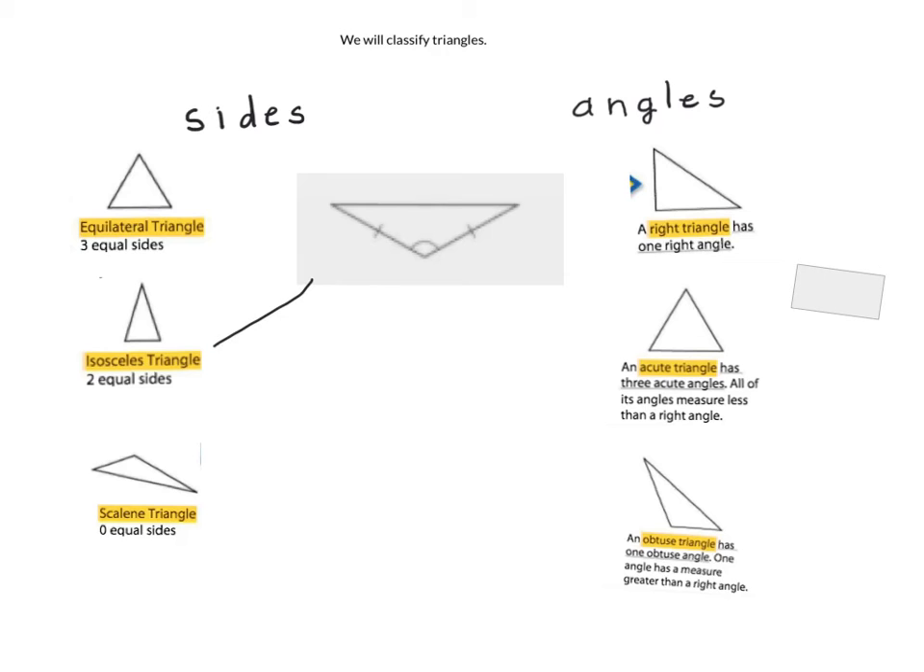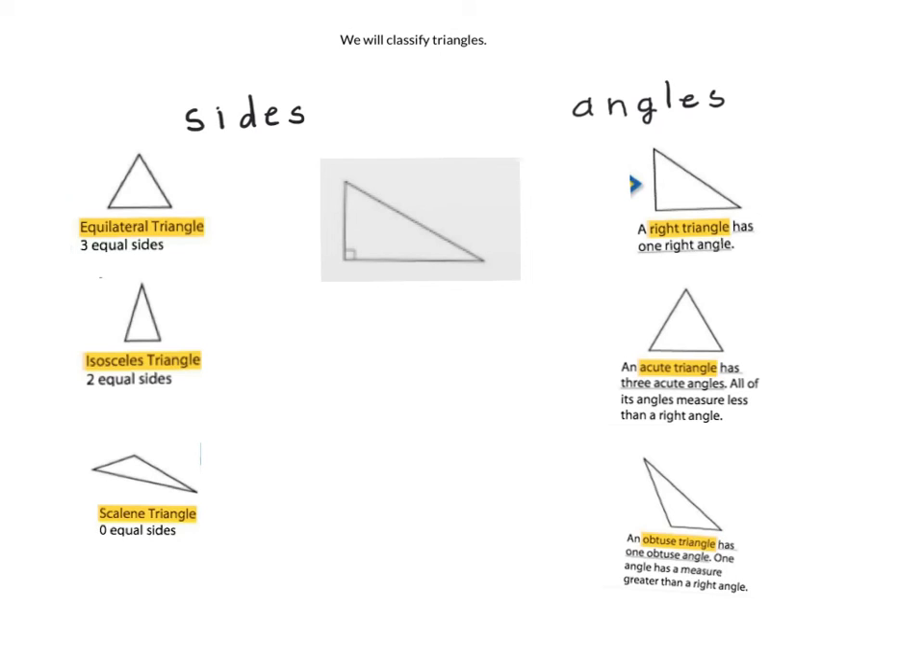To classify it by angles, we have two acute angles, but we have to look at this one angle here. If I take my piece of paper, put it right on top, I realize that that angle is greater than 90 degrees, so it's an obtuse triangle. So this triangle is an isosceles obtuse triangle.